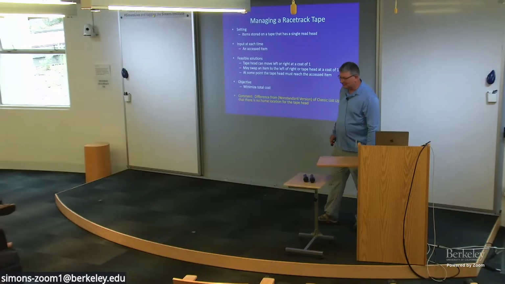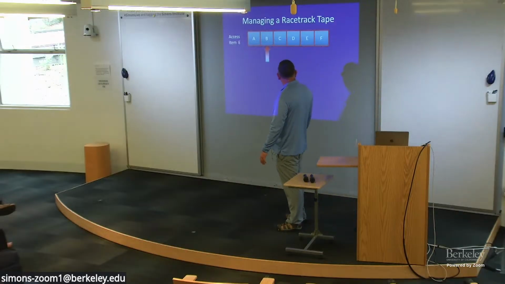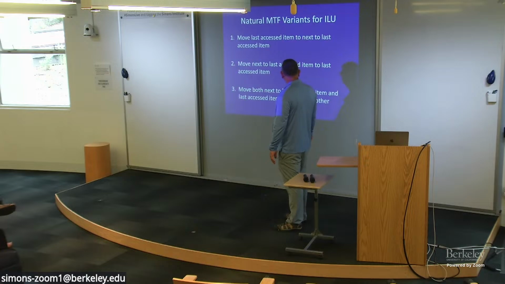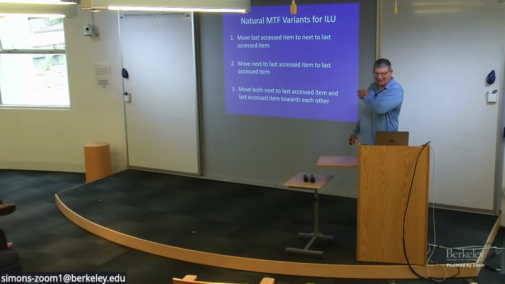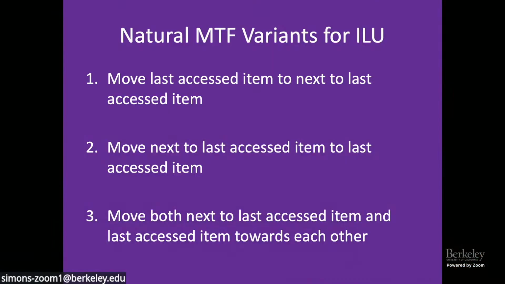All right. So I suspect you're just all too shy. I think these are the natural ones. When you access something, move it next to the last thing you accessed, or move the last thing you accessed next to the next thing you accessed, or make the last two things you access, move them halfway in between. I think these are the 3 natural ones.